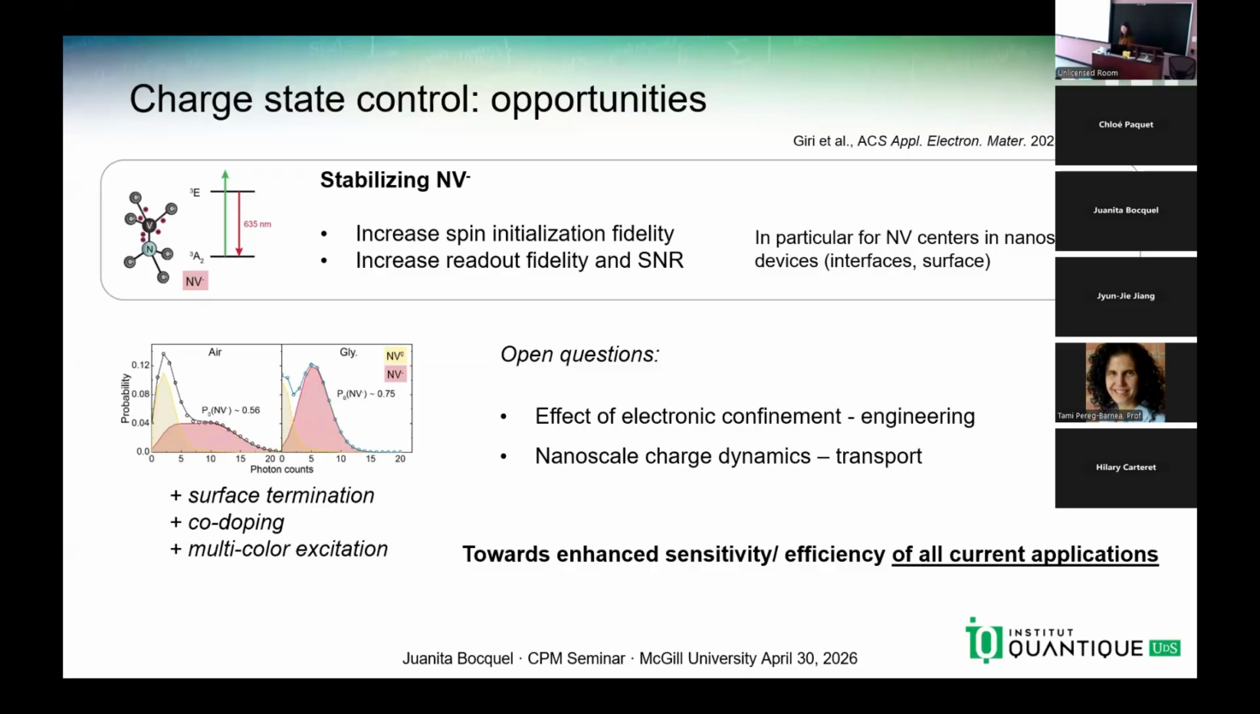So a few questions I would like to explore, or topics I would like to dive into, are related to this. Especially the effect of electron confinement in this respect. And with this comes the study of charge dynamics at the single-defect scale for those specific defects. And this is all in the hope of being able to enhance the sensitivity and the efficiency, if you wish, of all the current applications based on NV minus, on the NV centers.